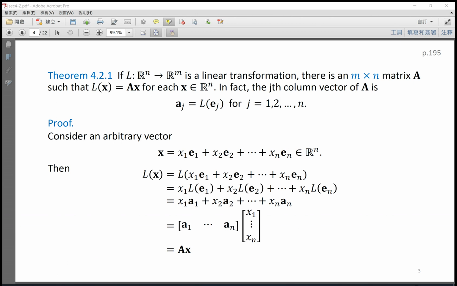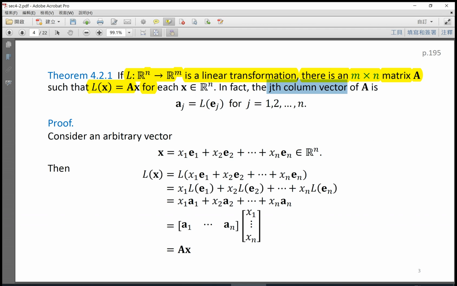In this slide, we will introduce theorem 4.2.1. If L is a linear transformation from R^n to R^m, then there is a matrix A of dimension m times n such that L(x) equals Ax for each x in R^n. Here, matrix A is called the matrix representation for the linear transformation.